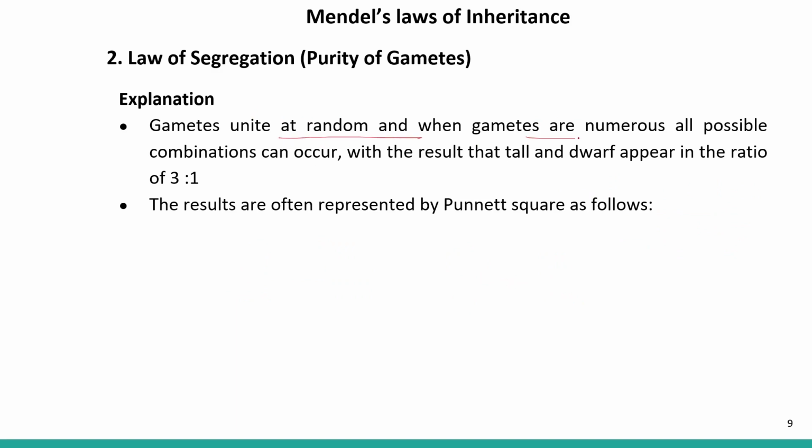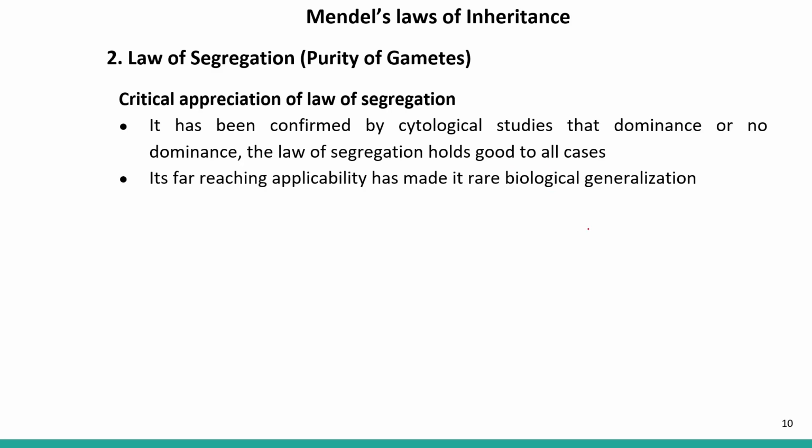When the gametes are numerous, all possible combinations can occur. So there can be a number of combinations. We have seen how many types of combination these gametes can form. So as a result of that, tall and dwarf appear in the ratio of 3:1. Just now we have seen, and the results are often represented by the Punnett square, that is as follows. So let us see this.